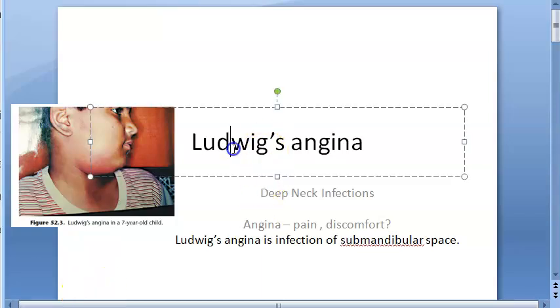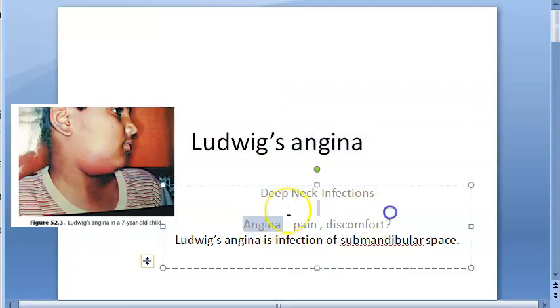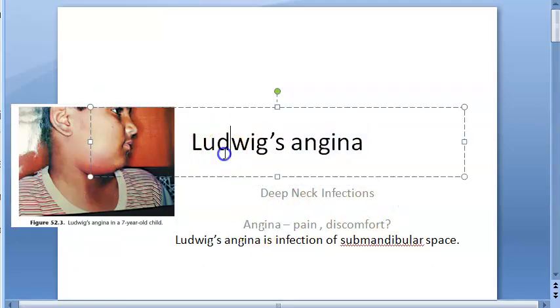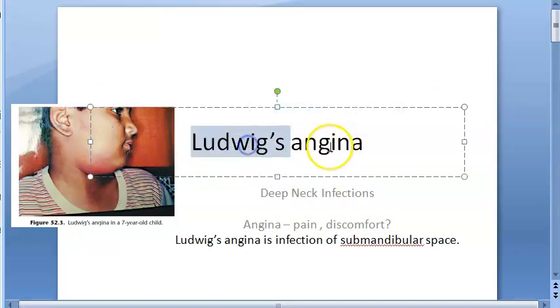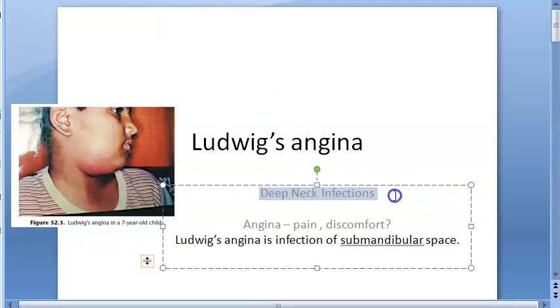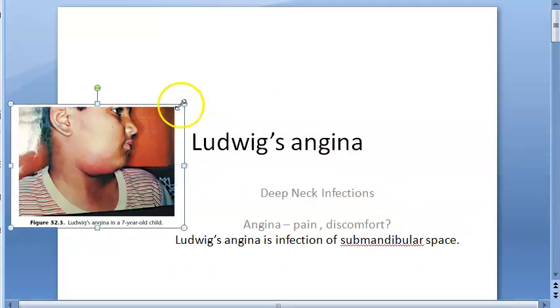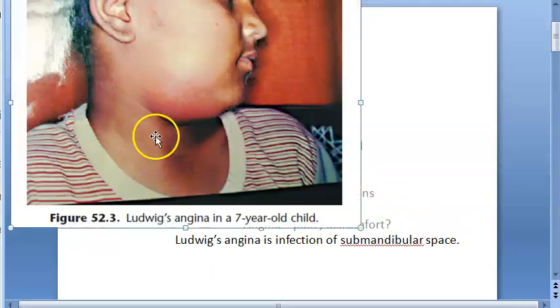Hello people, in this video we want to look at Ludwig's angina. Angina actually is some pain or discomfort, right? Ludwig is the name of the person, the scientist. So Ludwig's angina comes under deep neck infections. Look at this, it's the neck, right? Here is the submandibular region. So Ludwig's angina is infection of the submandibular space.